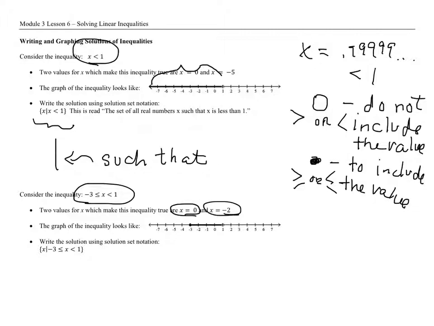And the graph has a nice solid dot on -3, a nice open circle on 1, and we want those values in between, so it's darkened in between. And then we write the solution set in set notation. Again, those little squiggly set lines, x, that bar, and then we just put the compound inequality in between those and the bar, and you're done. And that says the set of all real numbers such that x is greater than or equal to -3, yet less than 1.